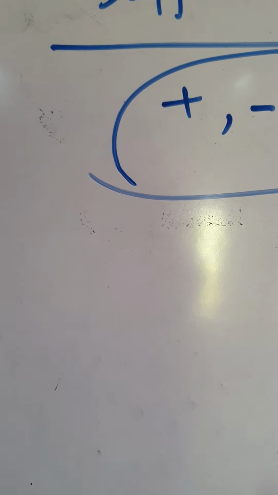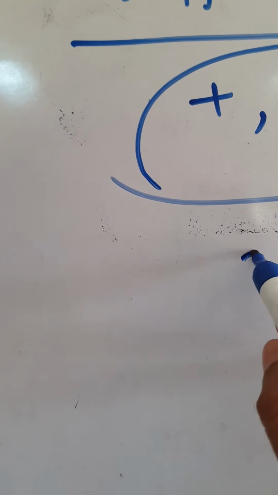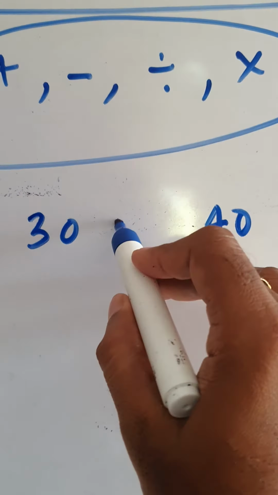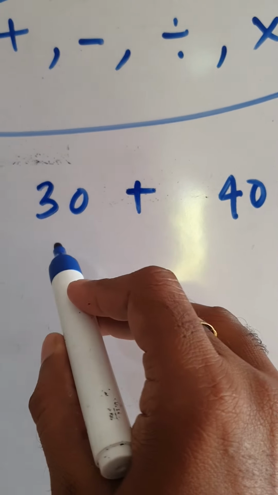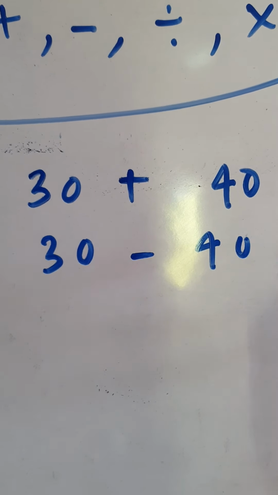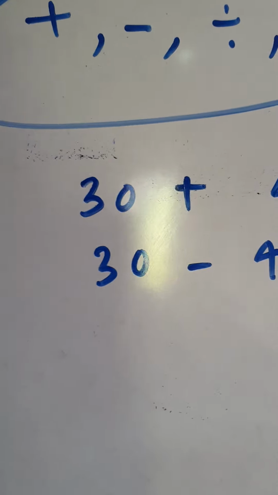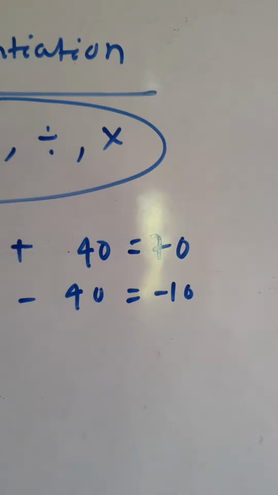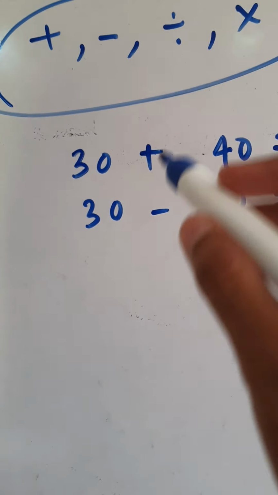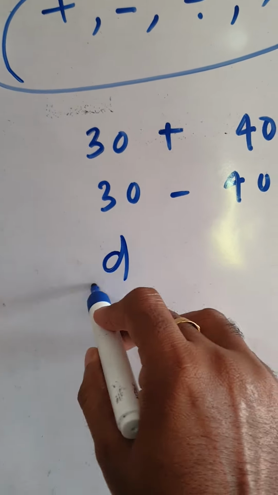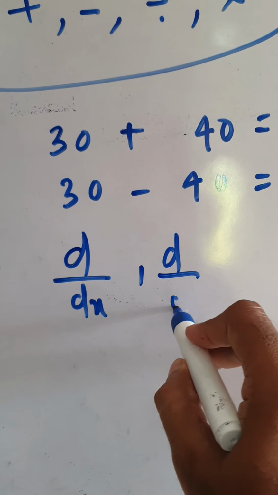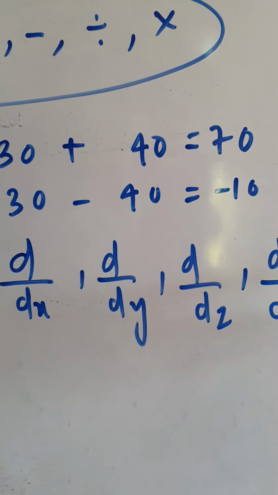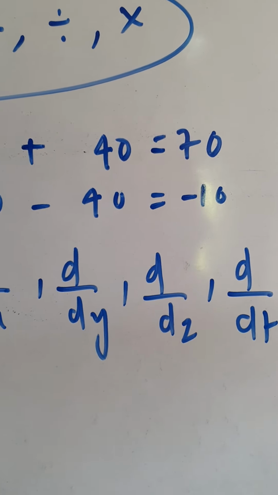Algebraic operator means what? Suppose these are numbers, say 30 and 40. If you use this plus symbol, that will give you 70. And if you use this minus symbol, this gives minus 10, like this. Similarly for division and multiplication. Similarly, differentiation means d by dx, d by dy, d by dz, d by dt, d by dk, etc.